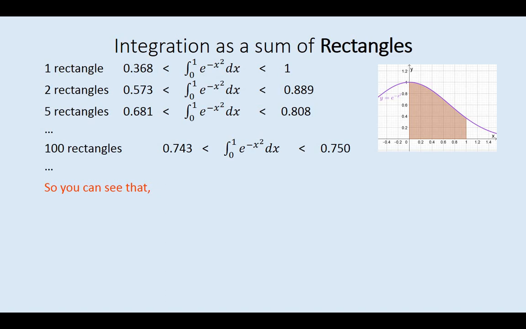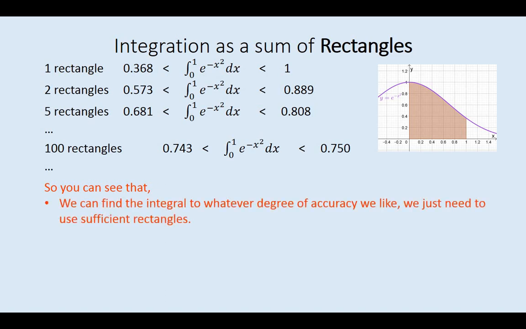We can see that the range of values within which the integral lies is shrinking all of the time. It's getting narrower. That means that if we've decided to have a particular degree of accuracy for our integral, we just need to increase the number of rectangles until we reach that degree of accuracy. And every time, each rectangle will get narrower.